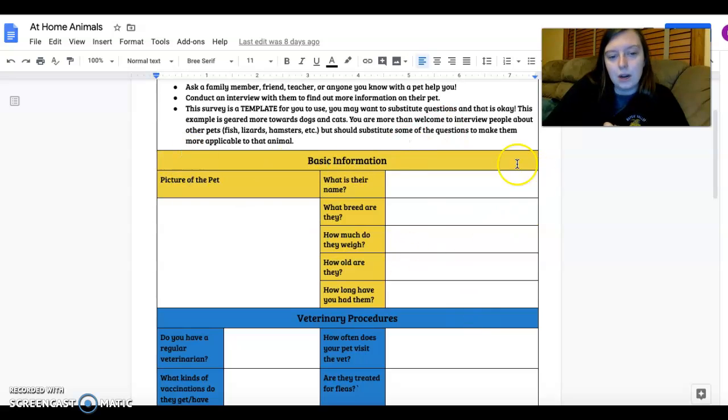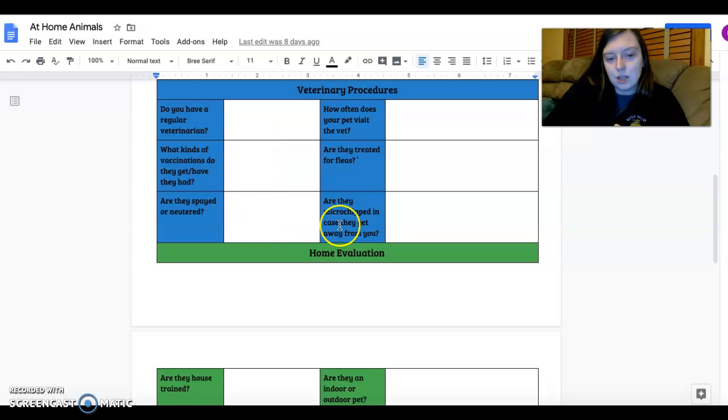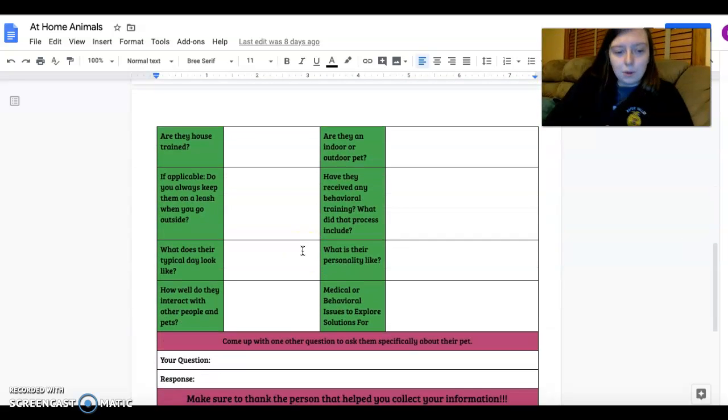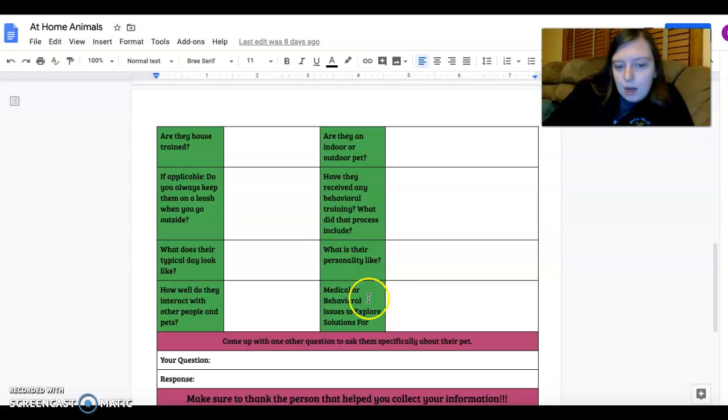Yeah, so essentially we're asking for basic information about the pet, veterinary procedures that they get, and a home evaluation. So how do they behave at home? Essentially what we're going to do is take this question here where it says medical or behavioral issues to explore solutions for, and during our behavior unit coming up in a week or two, we are going to look at what you guys have gathered from your pet interviews, and we're going to try and solve for those problems and take that advice back to their owners.